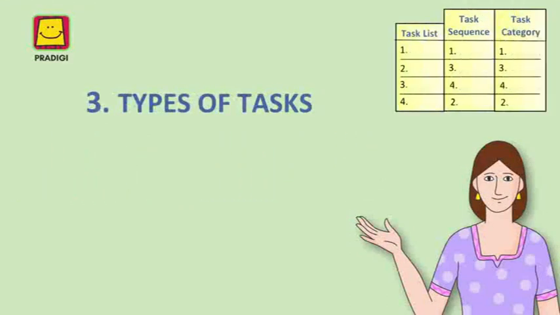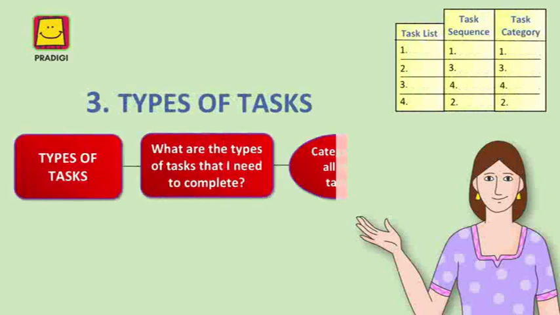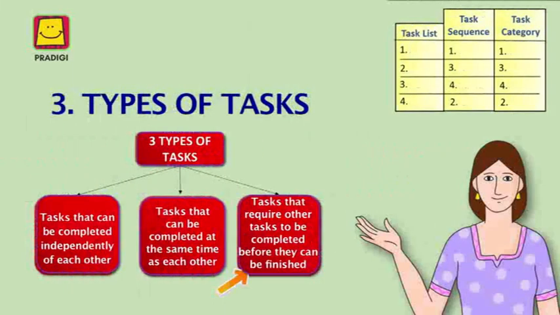The third step is to answer what types of tasks need to be completed and then categorize them according to three categories. The three categories of tasks are: number 1, whether a task can be completed independently of other tasks. Number 2, whether a task can be completed at the same time as other tasks. And number 3, whether a task requires the completion of other tasks before it can be done.